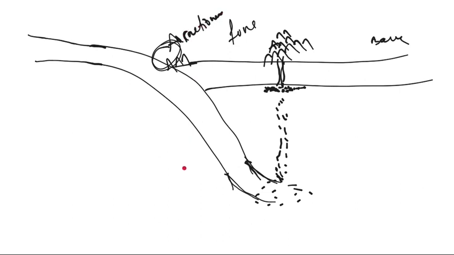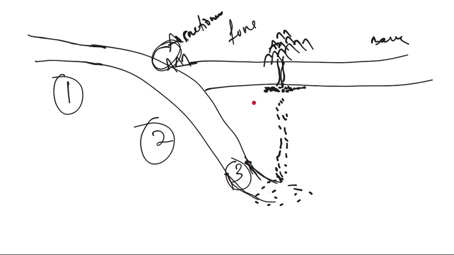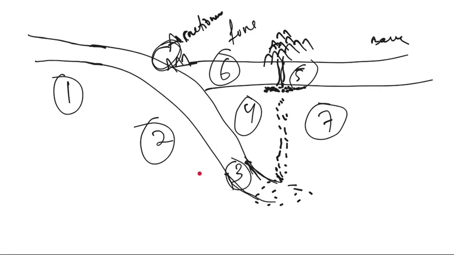Okay, now tell me which type of facies, where I can find which type of facies. I am just symbolizing the places. You just tell me: one, two, three, four, five, six, seven. Tell me one by one.